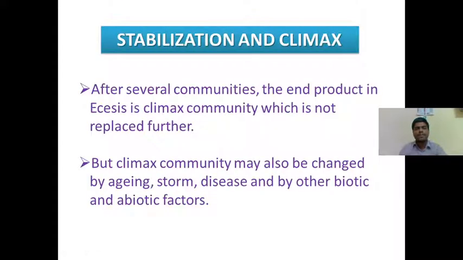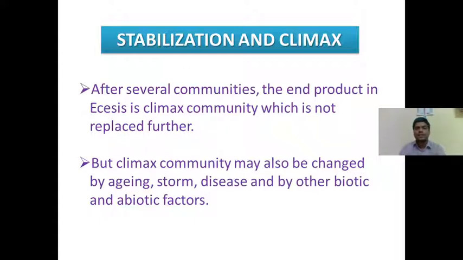Third is stabilization and climax. After several communities, the end product in Ecesis is the climax community, which is not replaced further. Climax community means the final community in ecology. That community will never be replaced by any other community.